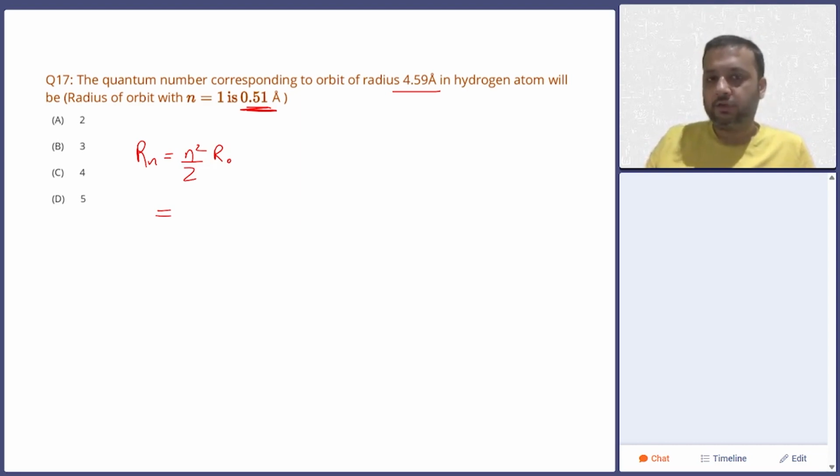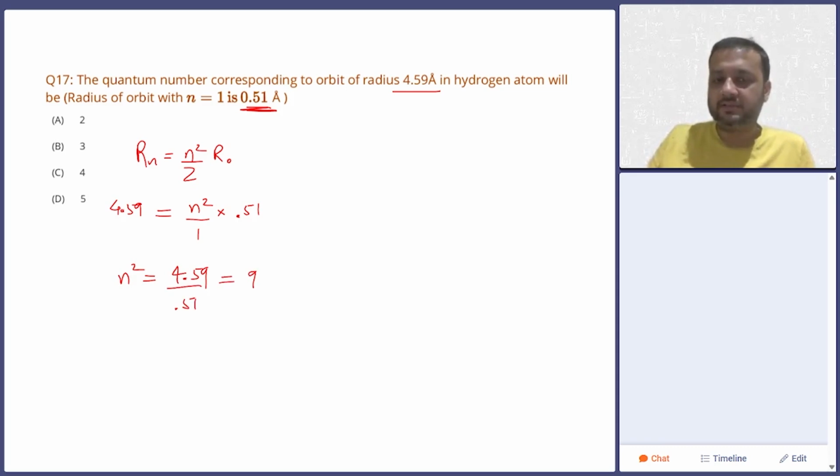Okay, and the nth orbit has a radius 4.59. So 4.59 will be equal to n square by Z times r naught. Z will be 1 for hydrogen and r naught is 0.51. So n square value will become 4.59 divided by 0.51, which is nothing but 9. So n comes out to be the third orbit.